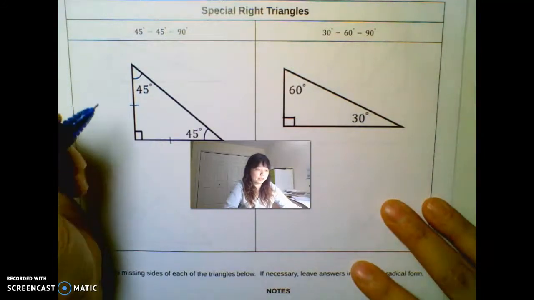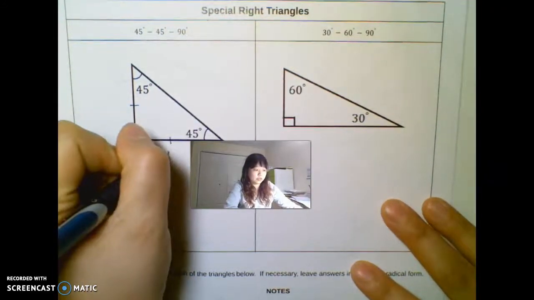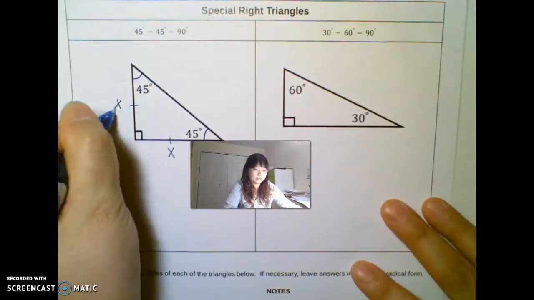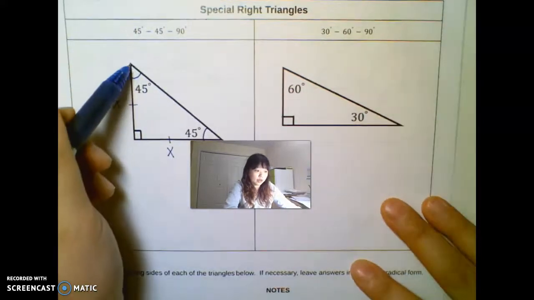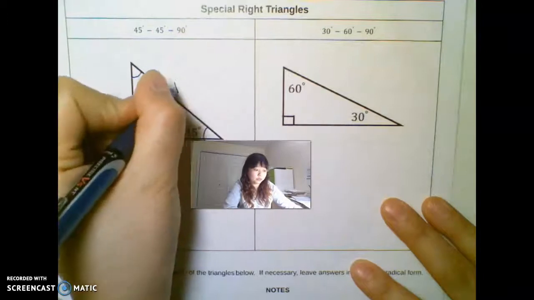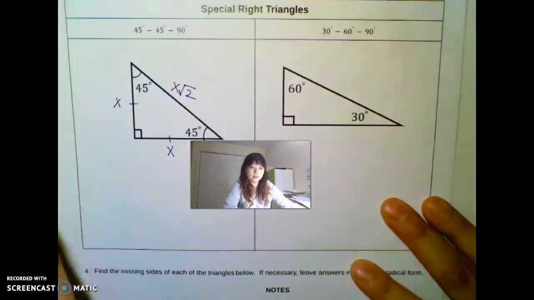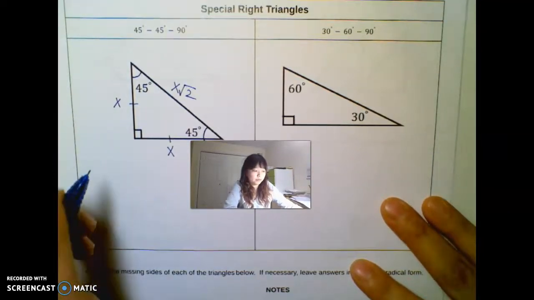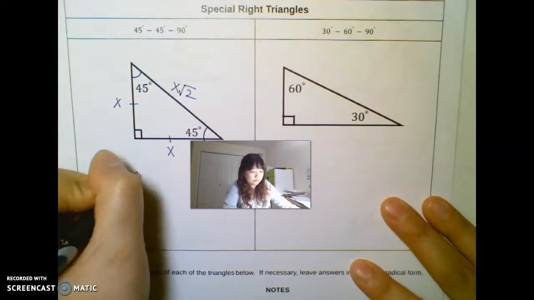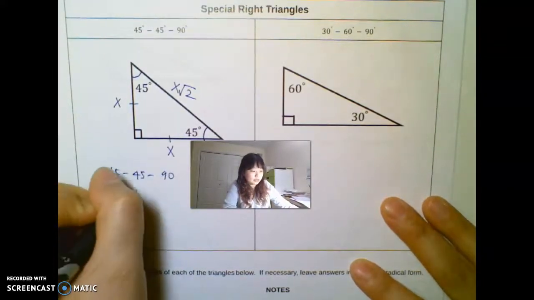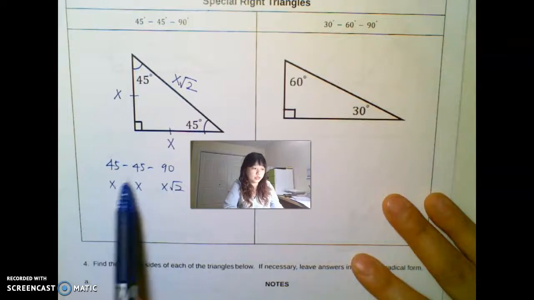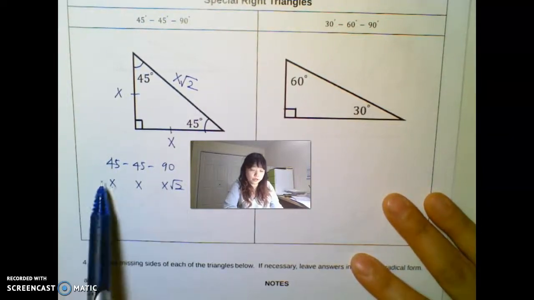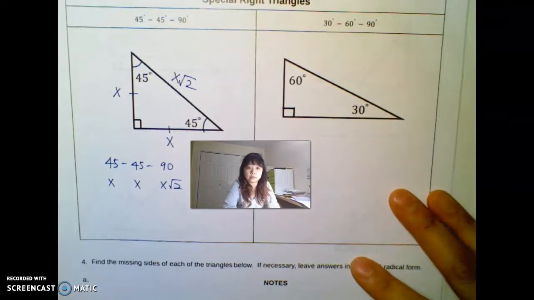So for 45, 45, 90, the ratio is going to be, if this is x, then this is going to be x. But, of course, the hypotenuse is longer than x, because it's always the longest. This is actually going to be x root 2. So for our special right triangles, we're only going to use ratios to solve all of this. If you see 45, 45, 90, it's x, x, x root 2. Every time I start a question, I'm going to start with that ratio. I know other teachers are going to do the same thing too.